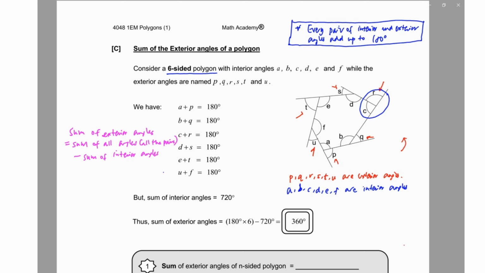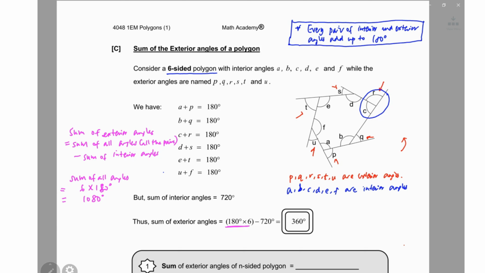How to find the sum of exterior angles? Let's first find the sum of all the angles. We see there are six pairs, right? If one pair is 180, for six pairs let's take 6 times 180. You get 1080, which is what is written here, 180 times 6. That is the sum of all the angles.